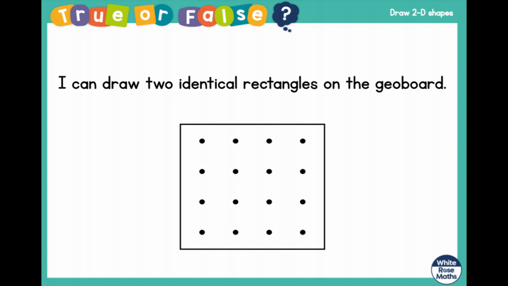Finally, true or false, I can draw 2 identical rectangles on the geoboard. First of all, give it a go. Can you draw 2 identical rectangles on the geoboard so you have proven whether it's true or false, and you could even write a sentence explaining how you know that and why, using your drawings to help you.